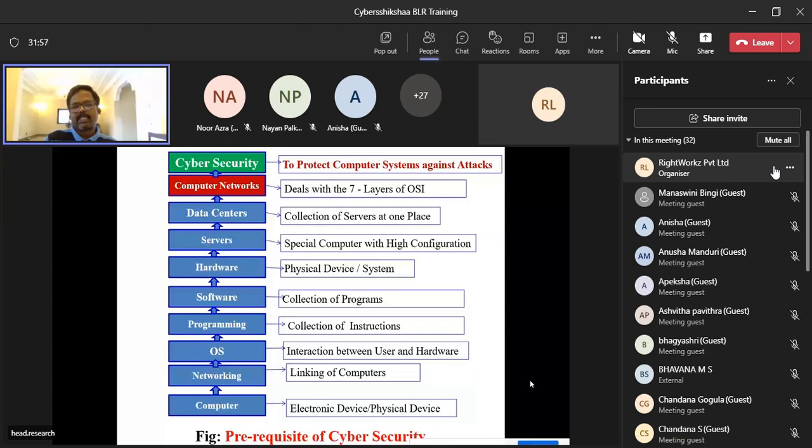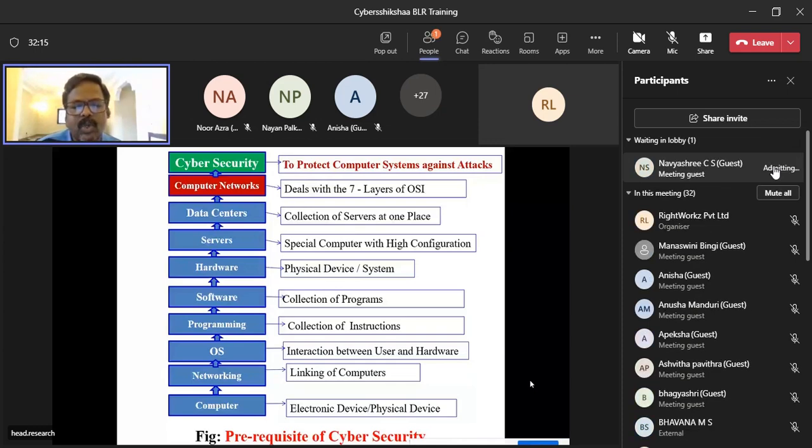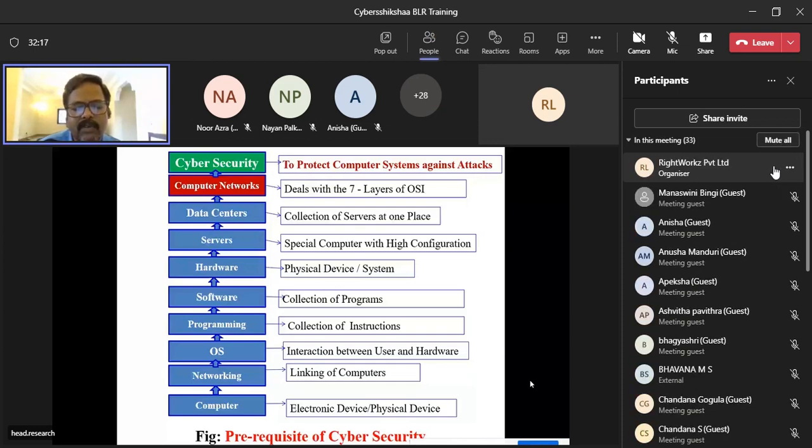Then servers. A server is a special computer with a high computing configuration, for example 1 terabyte of RAM and 1 zettabyte of hard disk. Examples of servers are IBM Blade servers, HP servers, Google servers, Facebook servers, Microsoft servers, Dell servers, etc. A data center is nothing but a collection of highly integrated servers at one place.